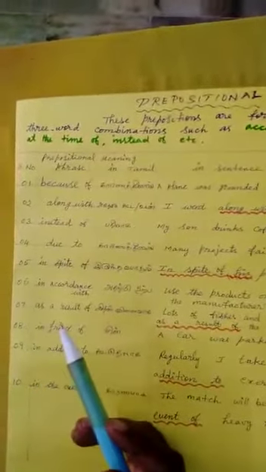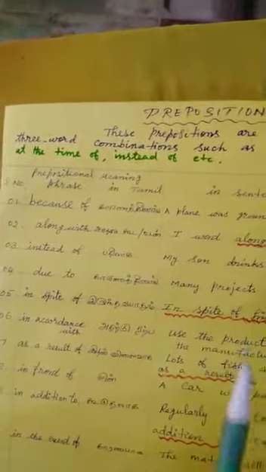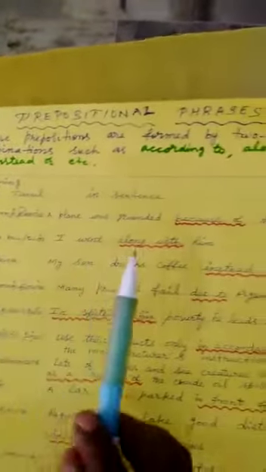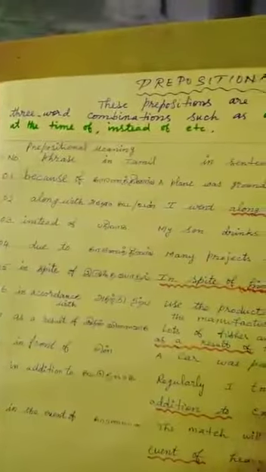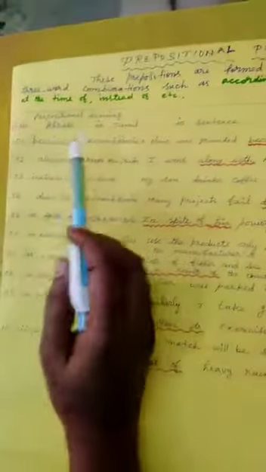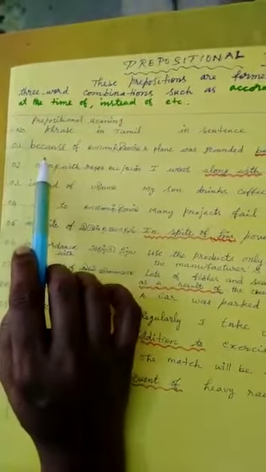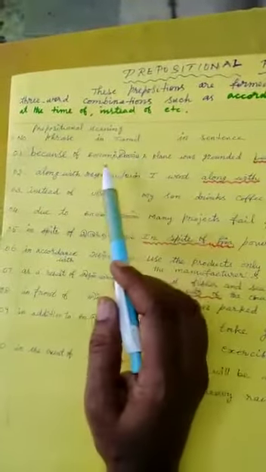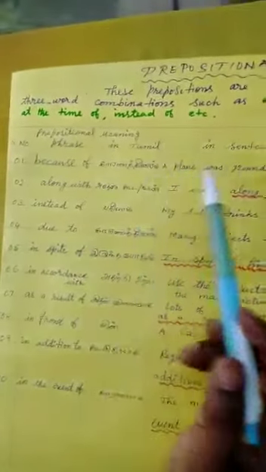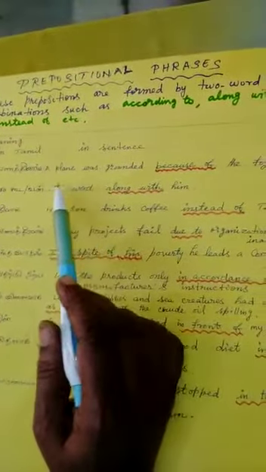Now we can see some sentences. We are making some sentences by using prepositional phrases. Already I told you these are formed by two-word or three-word combinations such as according to, along with, at the time of, instead of, like that. See now, because of. The prepositional phrase is because of. Now let us make a sentence by using the prepositional phrase because of.